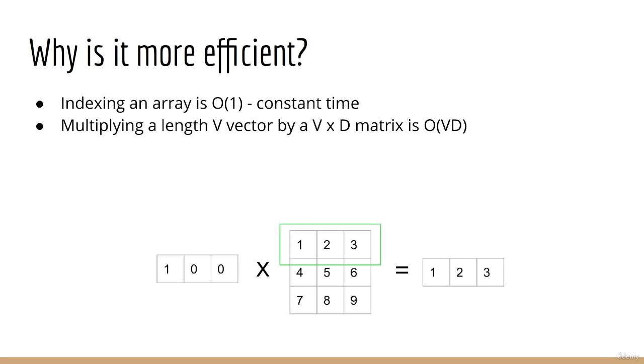Think of it this way. Indexing an array is O(1), that's constant time. But how long does it take to create a one-hot vector and then do matrix multiplication? If your vector is of size V, and the weight matrix is of size V times D, then this is O(V times D).